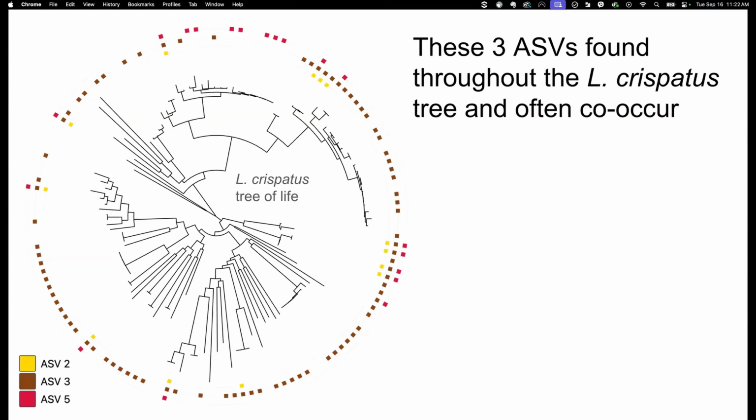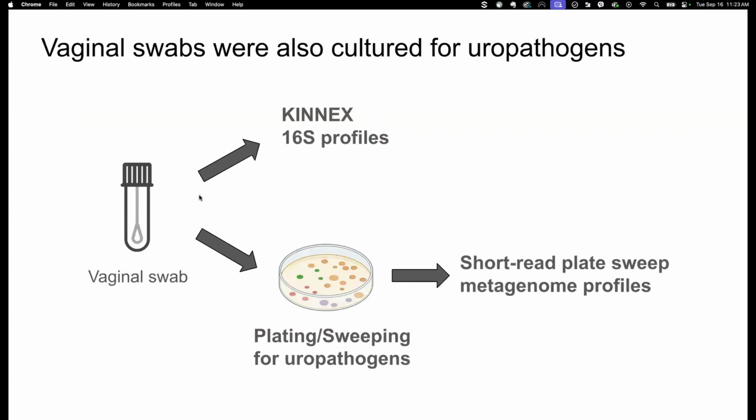It turns out, like many bacterial species, Lactobacillus crispatus has more than one 16S sequence in its genome. And you can see that in general, these three sit throughout the tree of life for L. crispatus and often co-occur, including our ASV2 and 5 of special interest. Okay, so that is interesting, but it doesn't allow us to dive easily into function, right? Because are we looking at this part of the tree or this part of the tree or this part of the tree? It's not clear at this point.